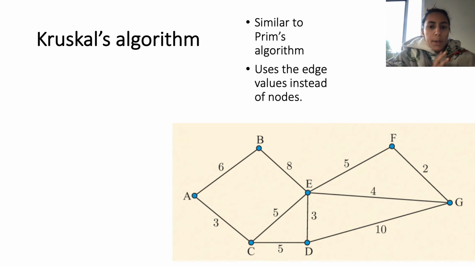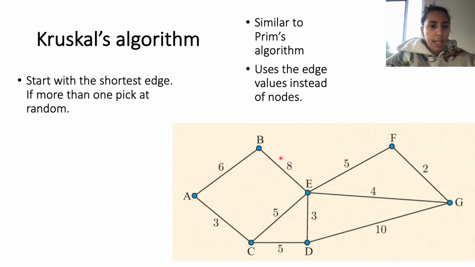All right, now quickly moving through, we're going to have a look at Kruskal's algorithm. I'm not really sure how to pronounce it. It's very similar to Prim's algorithm, but with Prim's algorithm we were looking at the nodes. We are now looking at the edge values instead. So you start with the shortest edge in the entire network. If I'm looking here, the shortest one is 2. Again, if you had 2 that were the same, you would just pick one at random.